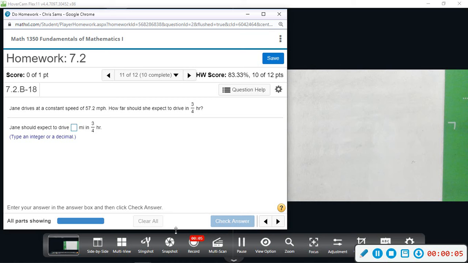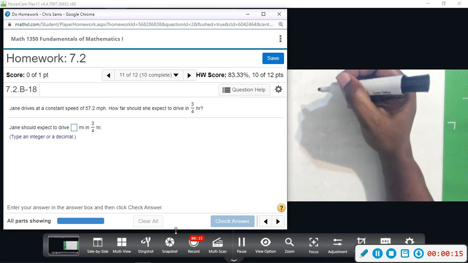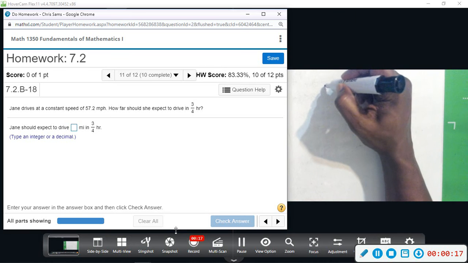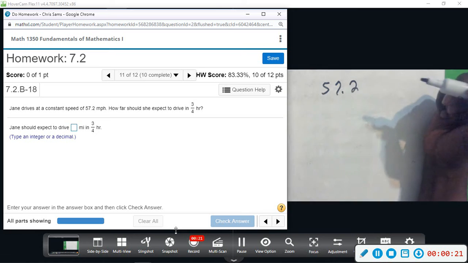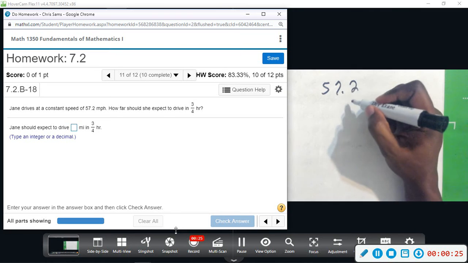Number 11, Jane drives at a constant speed of 57.2 miles per hour. How far should she expect to drive in 3/4 of an hour? Okay, so we would have to multiply these. I'm going to write the 57.2, and we're going to convert the 3/4 to a decimal, which is 0.75.